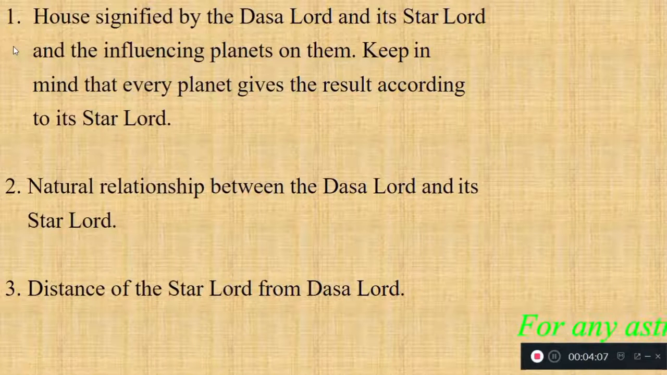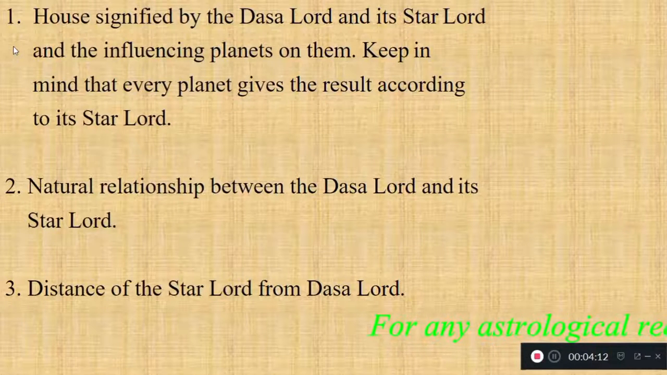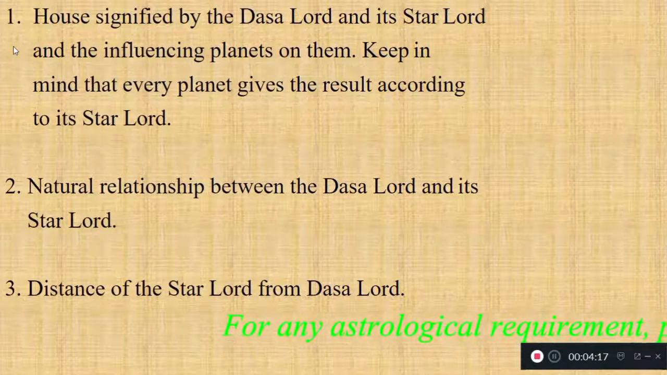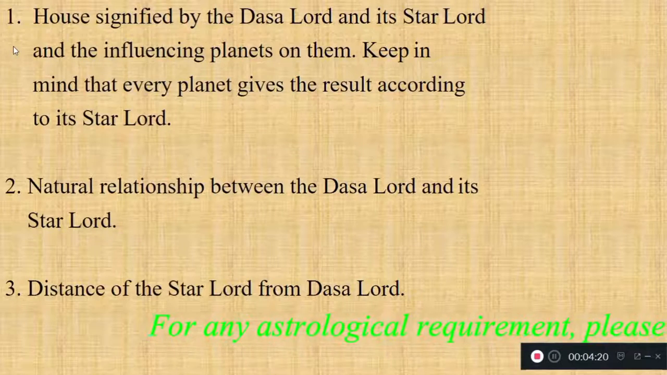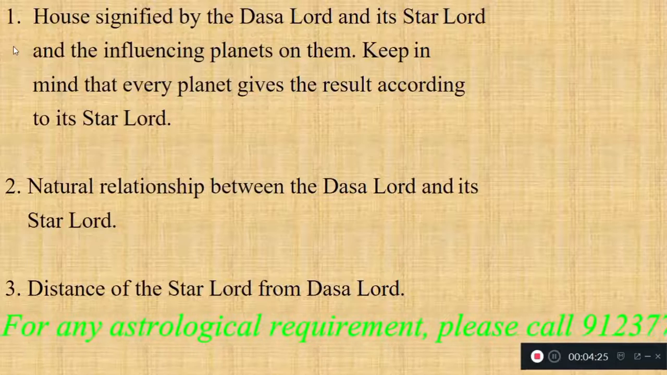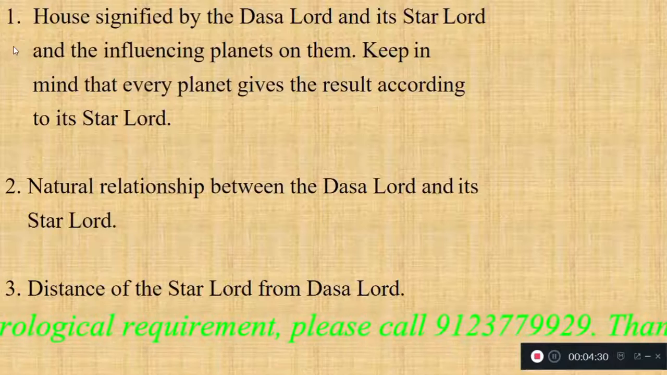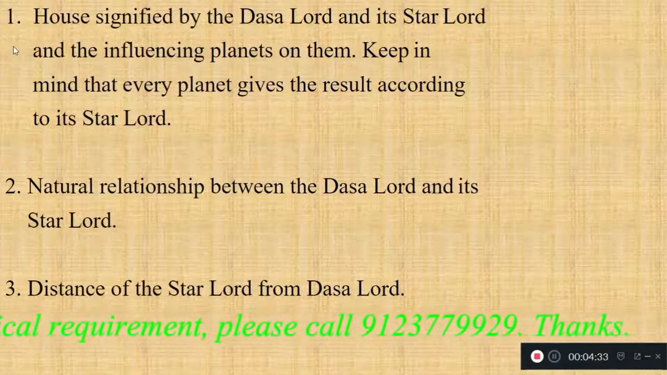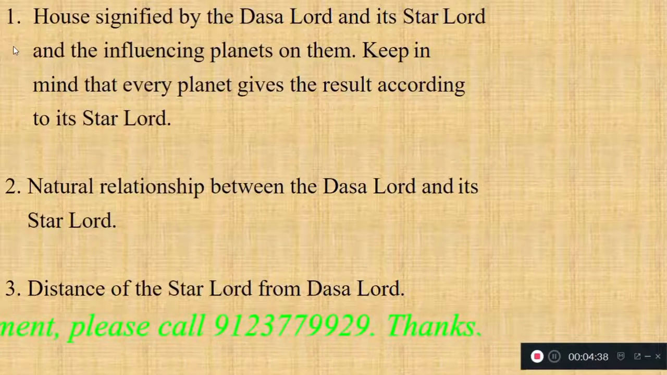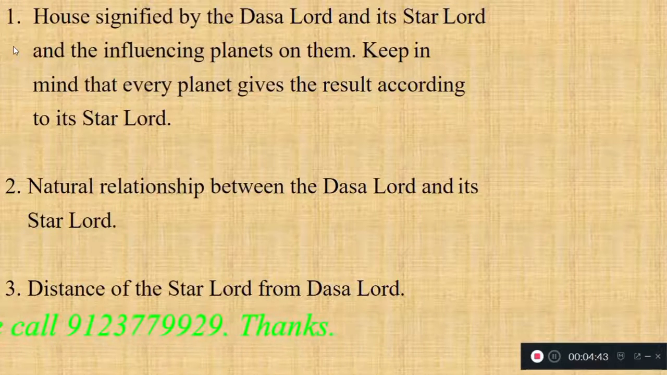Point number 3 is distance of the star lord from the Dasha Lord. If the star lord is placed in 6th or 8th or 12th from the Dasha Lord, then it means that the star lord will hamper the results of the Dasha Lord. The native can't get the results smoothly. The results will be adverse.